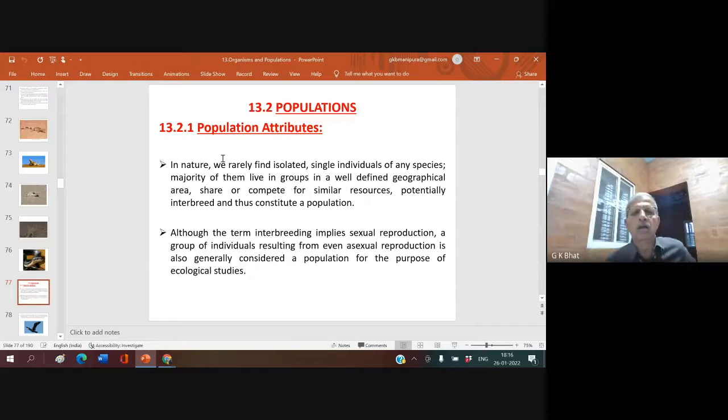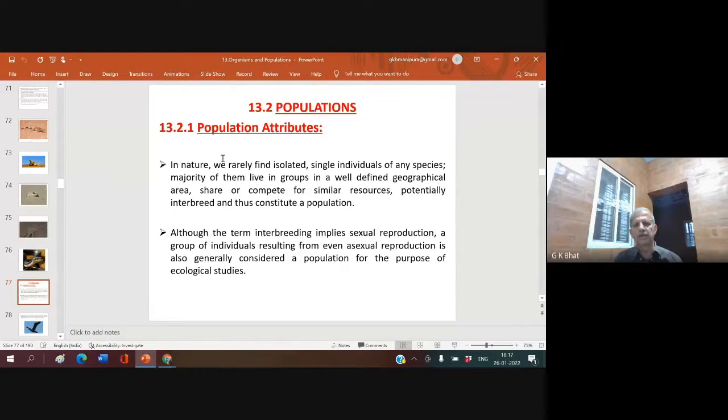So coming back here, in nature, we rarely find isolated single individuals of any species. Why? If at all you want to see a single individual of any species, there must be its parents. So the majority of them live in groups in a well-defined geographical area, share or compete for similar resources, potentially interbreed, and thus constitute a population. So, population is a group of organisms that potentially interbreed.